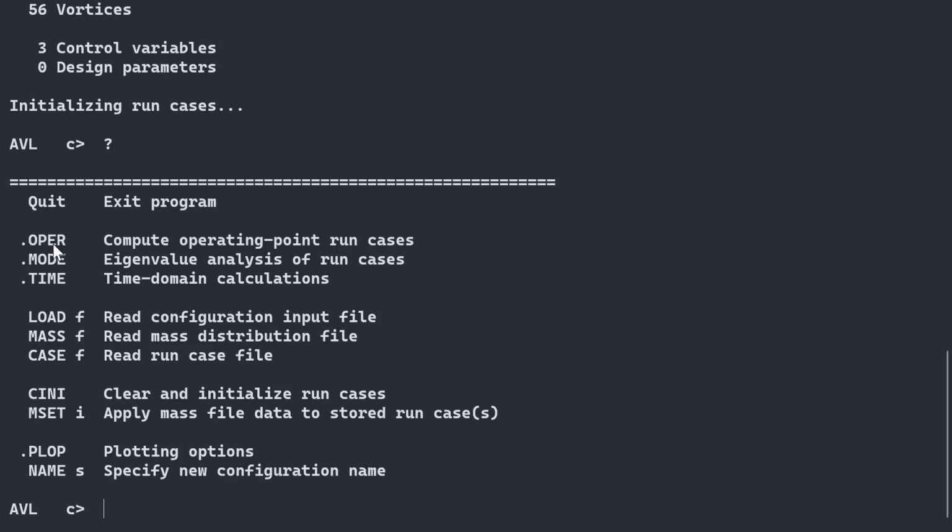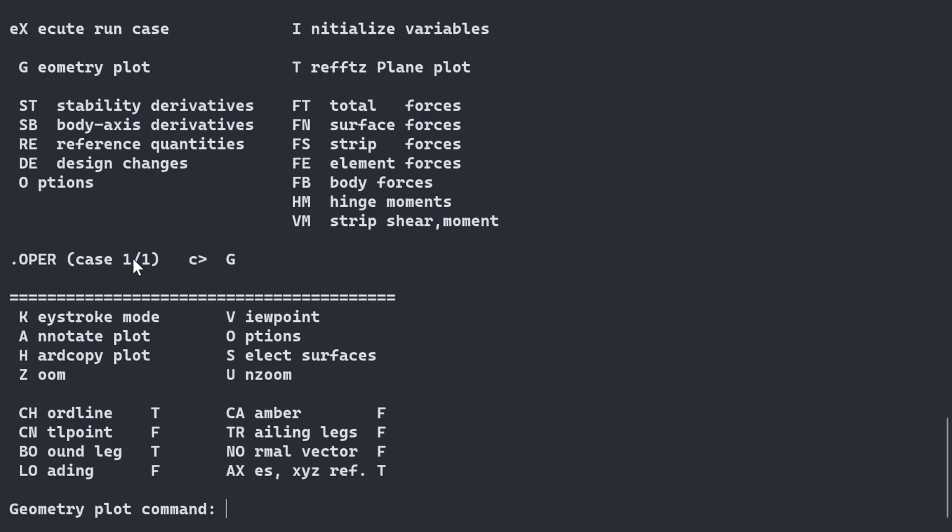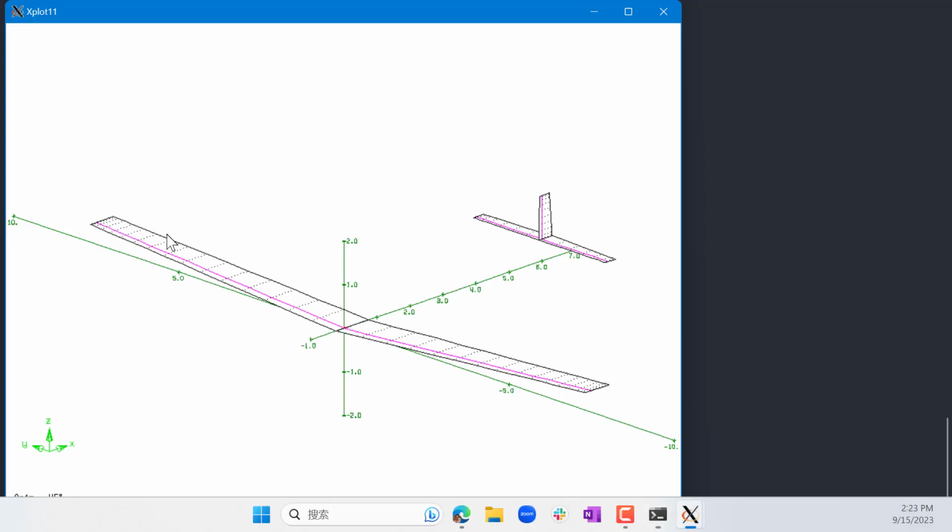You just type, for example, opera. The dot means it's a subdirectory of commands. So if you type opera, for example, you go into a different directory with a different set of commands you can run. Okay. So for example, inside here, you can type G. If you type G, what you see is this. Okay, so that's this airplane you just loaded.